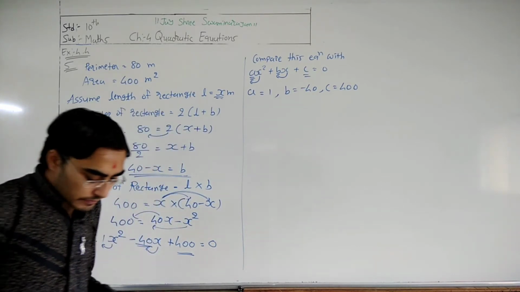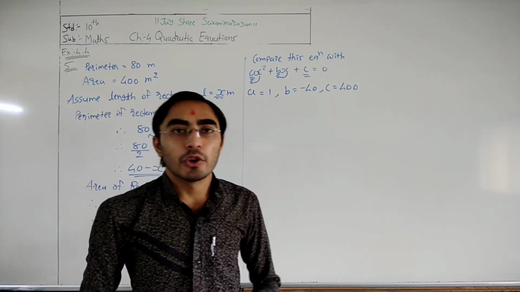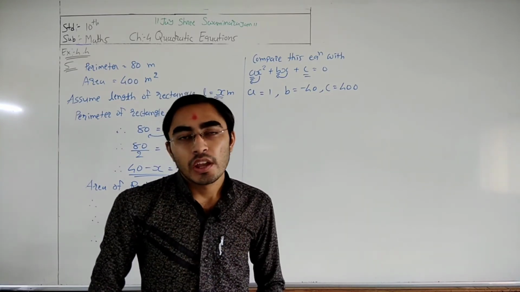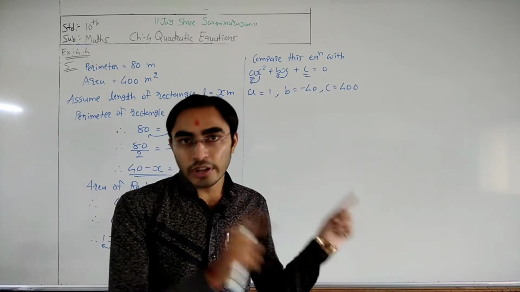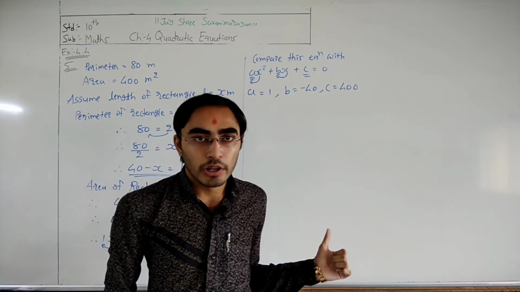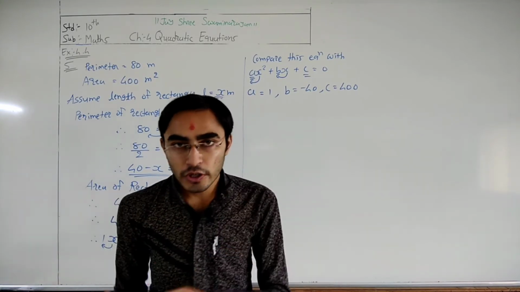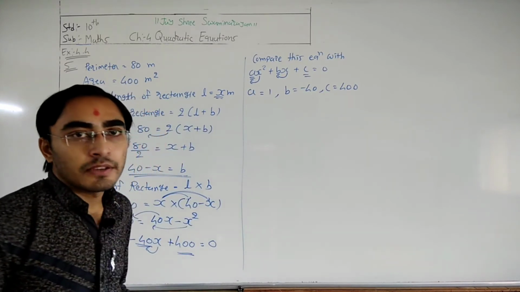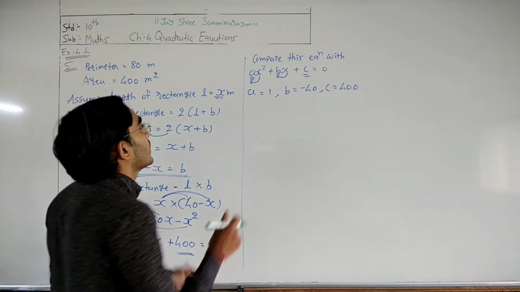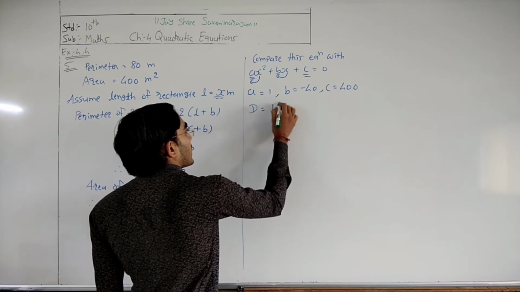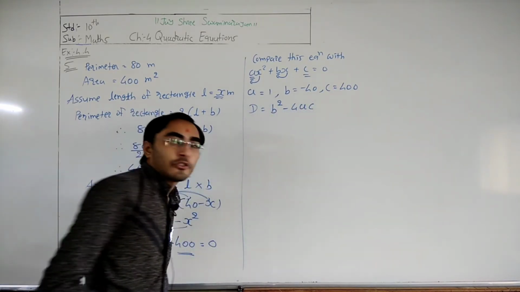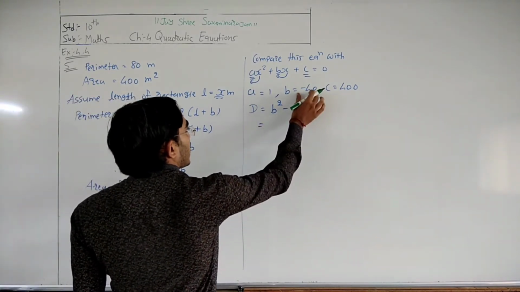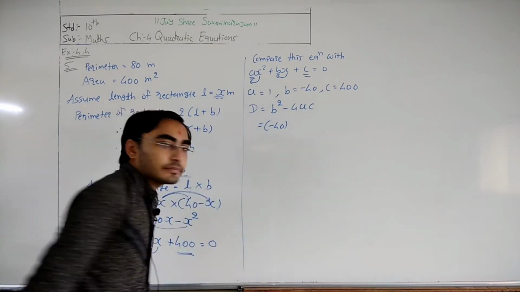Okay, now from here we need to check whether this design is possible or not. For that we need to check our discriminant d. If d is equal to 0 or greater than 0, then this design is possible. If d is less than 0, then no real roots are possible, so this design is not possible. So now we need to find the value of discriminant d. What is the formula of d? b square minus 4ac, right?